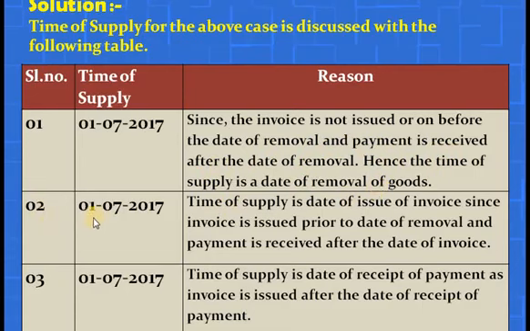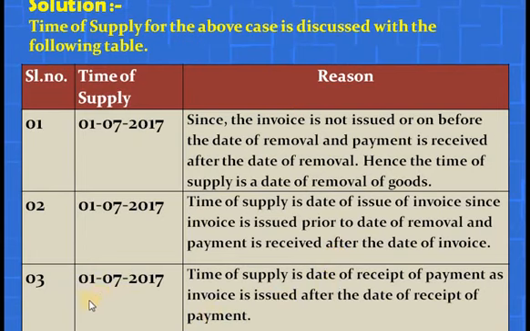In the second case also we found the time of supply as 1st July 2017. The reason: the time of supply is the date of issue of invoice, since the invoice is issued prior to the date of removal and the payment is received after the date of invoice. You just need to give the reason why you have considered the date of issue of invoice as the time of supply. You have to be very clear which one is done first, and when the payment is done. That reason you have to mention.